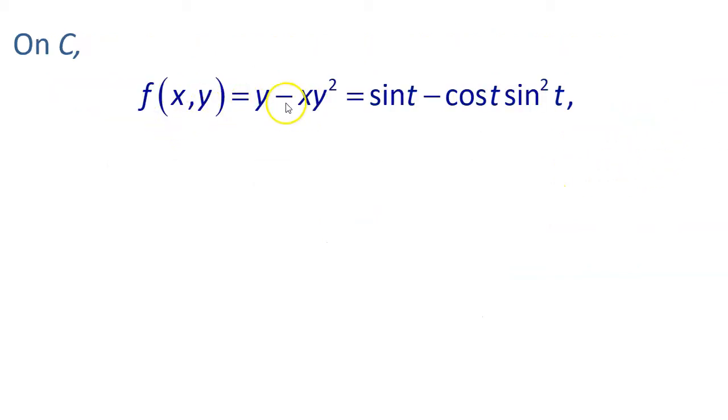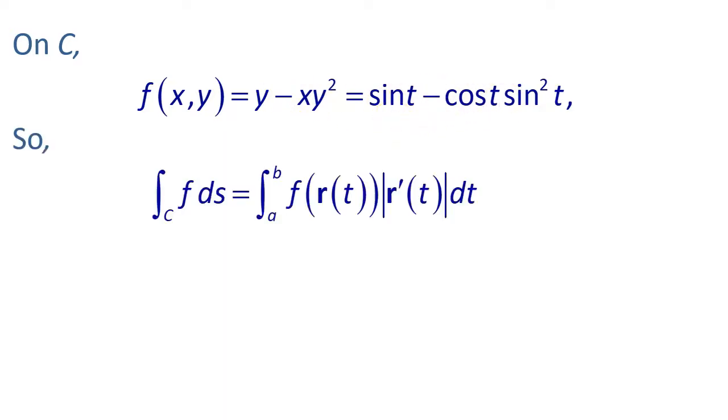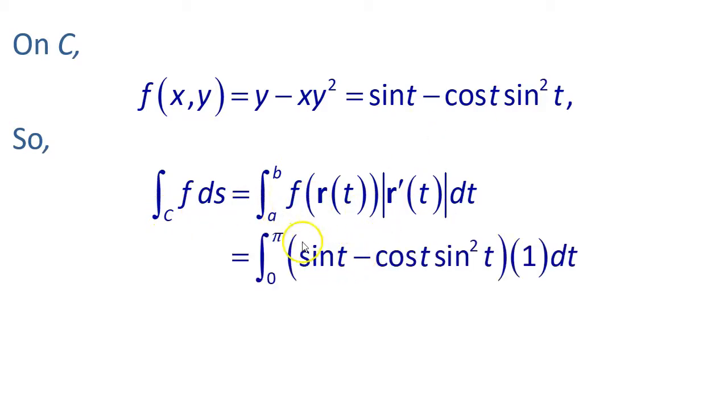All right, and now we come up with a parametric representation of the path. We said x was cosine, we said y is sine, so we make those changes. And our integral then becomes sine minus cosine times sine squared, times 1, which is the magnitude of r prime, dt. This is what we would now integrate from 0 to pi, because that's the values of our parameter that give us the upper half of the circle.